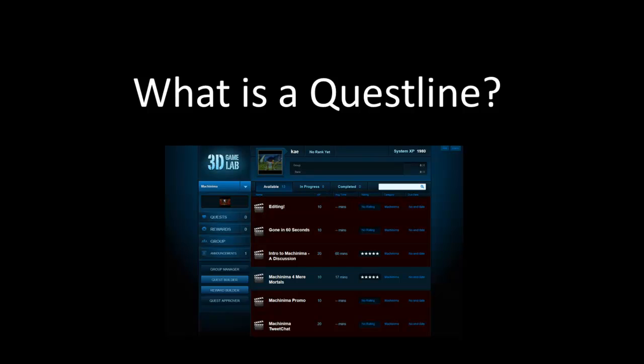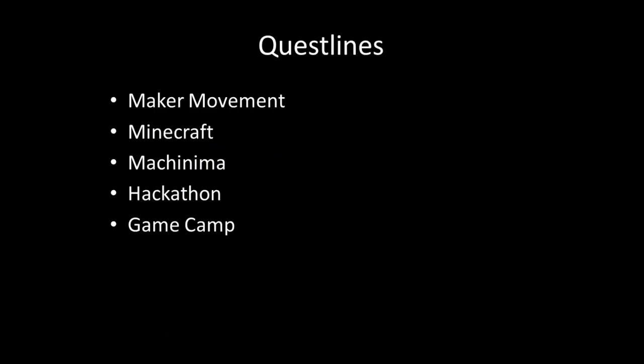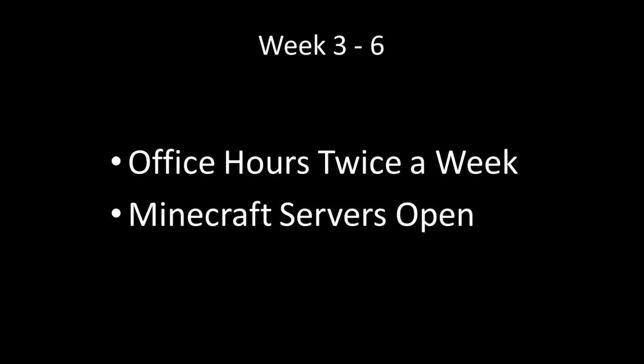Now, for the second part, weeks 3 through 6, we're going to give you 5 quest lines. So you might be asking, what is a quest line? A quest line is a grouping of activities. The activities, we call them quests, for you to accomplish. And we're going to be using 3D Game Lab, so you get a very good example of a gamification platform that can be used for education. Now, these quest lines are the Maker Movement, Minecraft, Machinima, Hackathon, and Game Camp. You can do all 5 of these, sure, if you have time, or you might pick 1 or maybe 2 that you're going to do during these weeks. Perfectly fine. Now, during weeks 3 through 6, we're going to have office hours twice a week, and we're also going to open up the Minecraft server so you can do your quests in Minecraft.